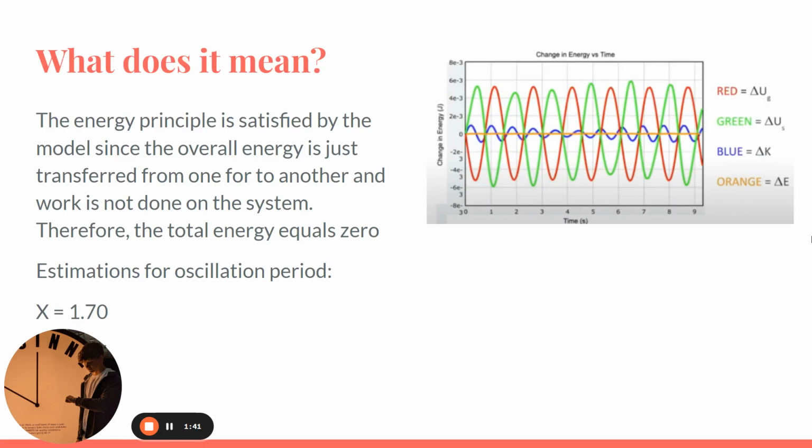So for conclusions, what does it mean? So the energy principle is satisfied here since the overall energy is just transferred from one to another and work is not done in the system.